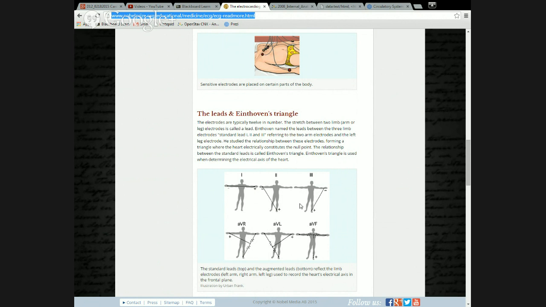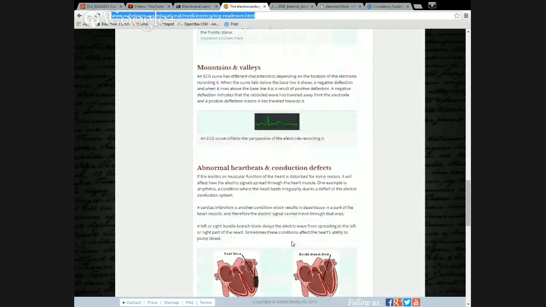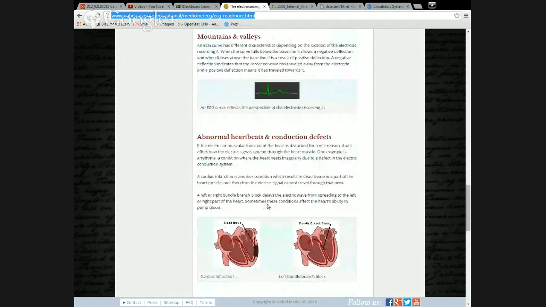And I'm just mentioning that because we're going to see those 12 different leads. So here where they're talking about mountains and valleys, this is just laying out the P wave, QRS complex, T wave, which we just talked about. The nice thing about an EKG is we can use it to see what's happening physiologically in the heart, the electrical conduction, and it'll tell us when there's a problem, what kind of problem it is.